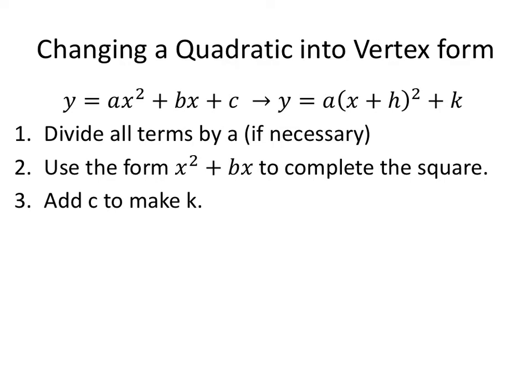Those are very general steps. Divide all terms by a just to get the coefficient of x squared to be 1. Use the form x squared plus bx, just that part, to complete the square. Now remember, whatever you add, you'll have to subtract off if it's on the same side, which it will be. Add c to k, and that gives you your final k value. There you go.